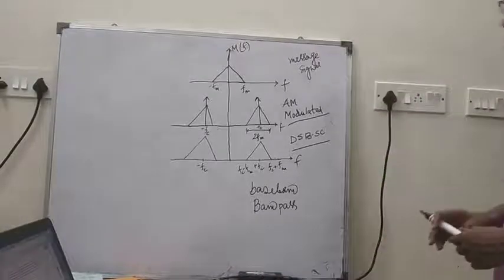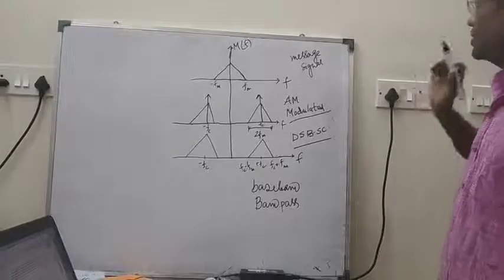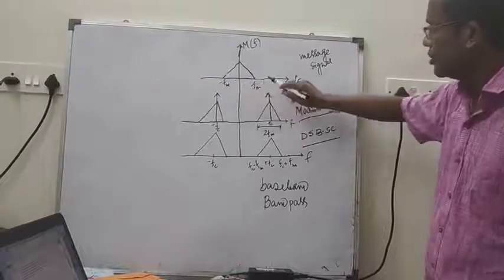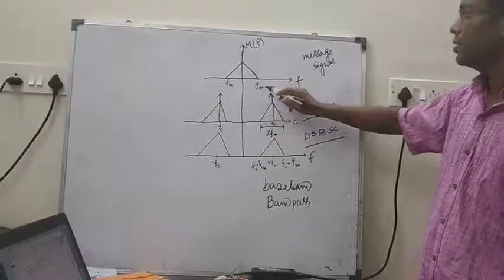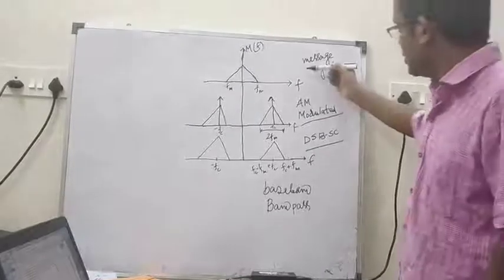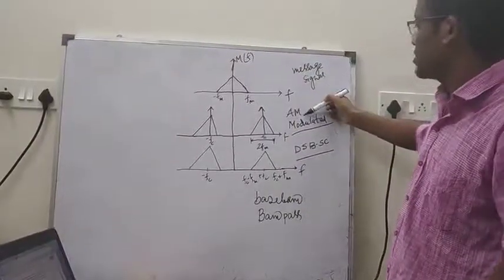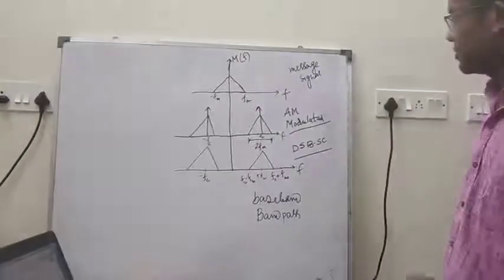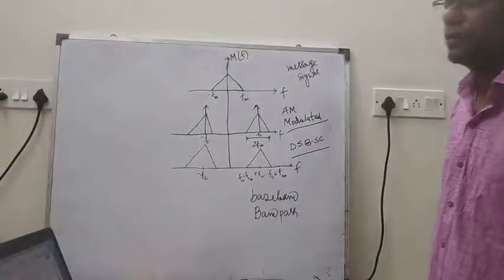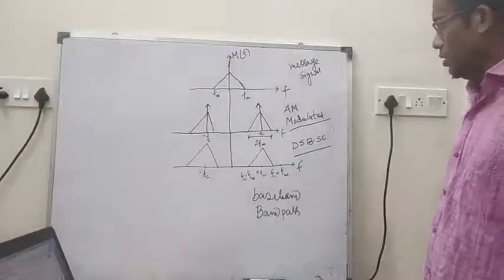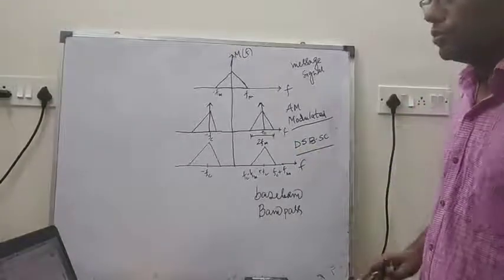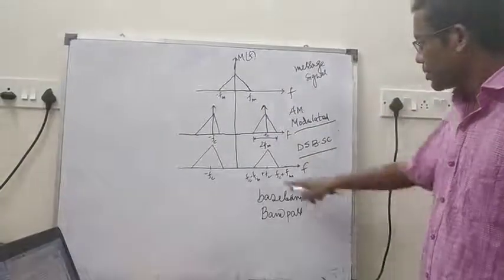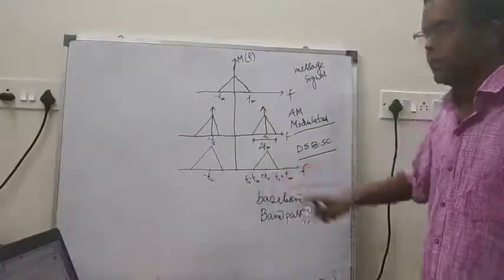Okay, so what we see on the board is that if you consider a message signal and its spectrum, the bandwidth of this message signal is FM. But if you take the amplitude modulated signal, where two sidebands along with the carrier are propagating, the bandwidth becomes twice FM. In case of DSB-SC also, where the carrier was suppressed from this AM signal, the bandwidth is also twice FM.